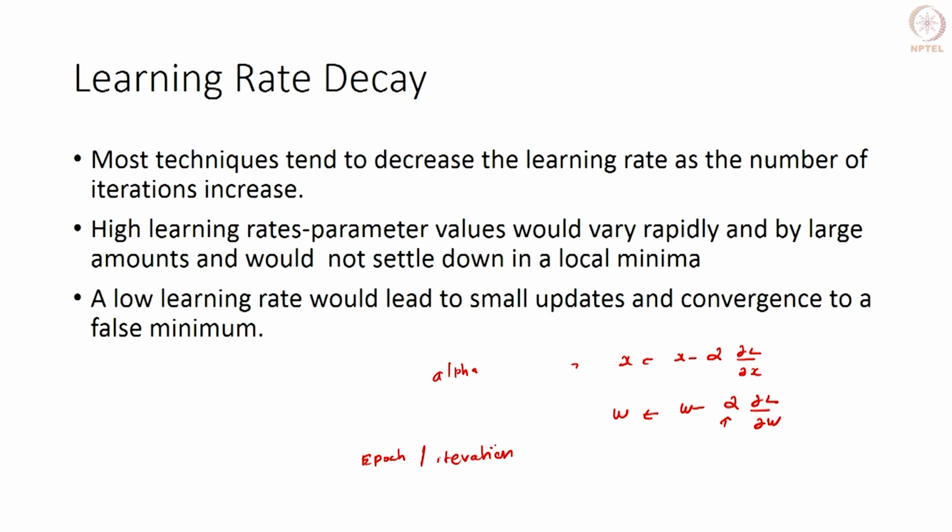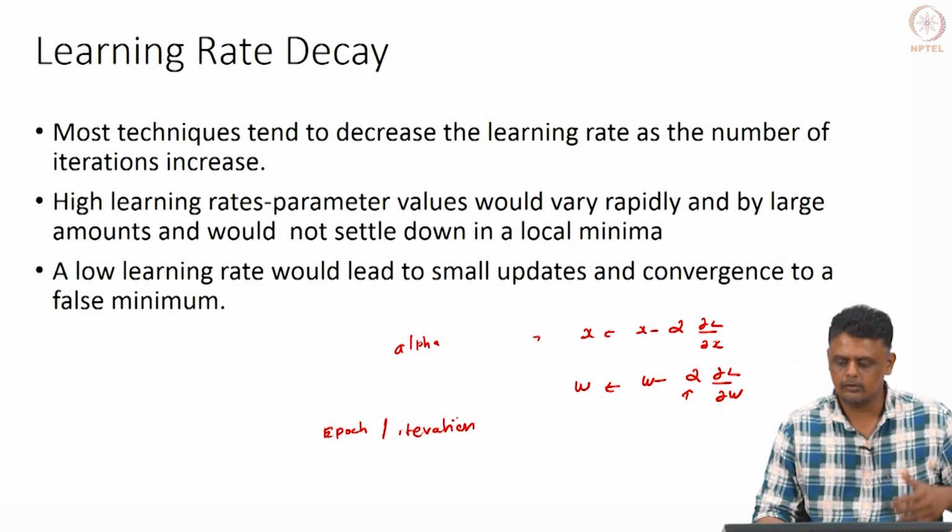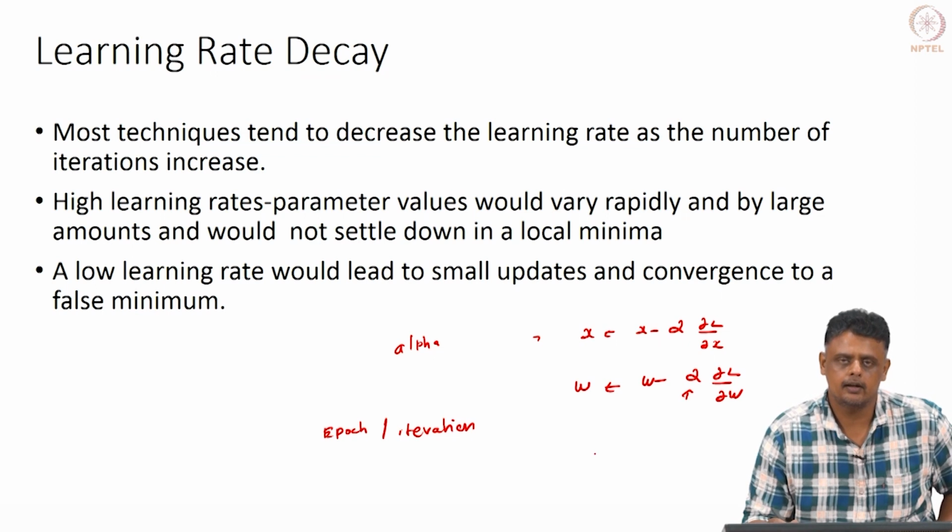So, what do you mean by epoch? Epoch is when you have gone through your entire data set once. That is one epoch, right. Let us say you are using stochastic gradient descent or mini batch gradient descent. You have to run through your entire data set, and that will be considered as one epoch. So, from epoch to epoch you can vary your learning rate.